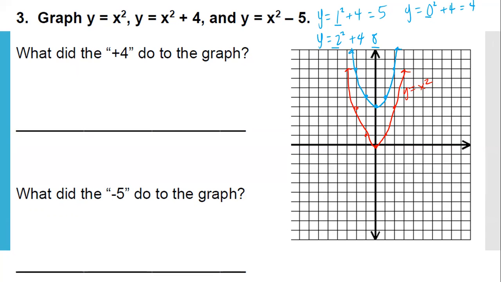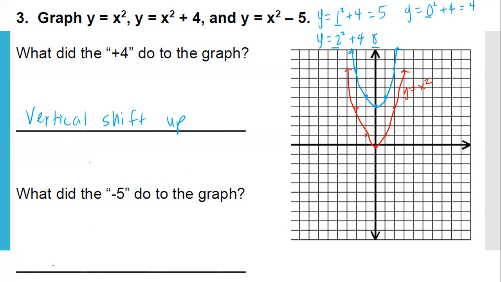So what happened when I added 4 to the graph? It translated up, right? So it's a vertical shift up. So when I add 4 onto the parent function, it's a vertical shift up.